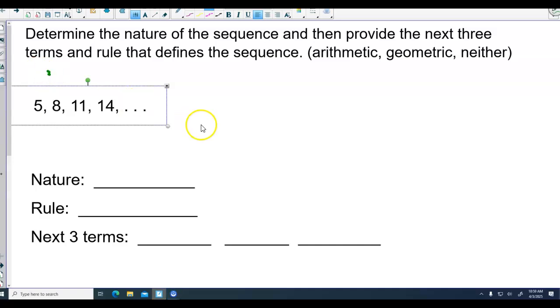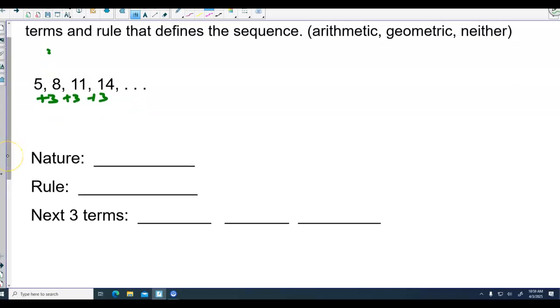First one, nature. Is it arithmetic, geometric, or neither? I'm adding a 3 each time. So the nature of this sequence is arithmetic.